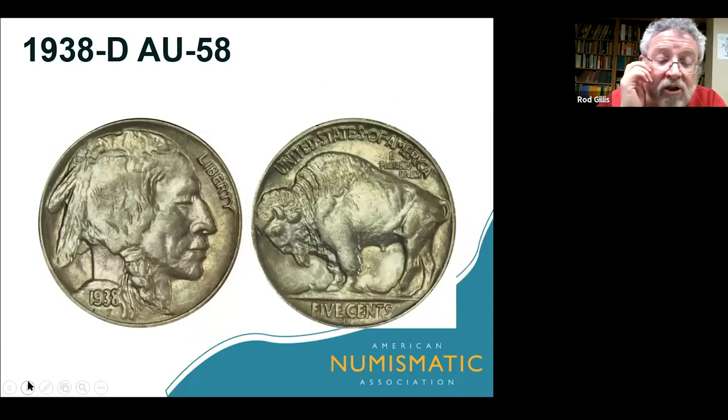Okay. Here's an example of a coin, a Buffalo Nickel, that has just a very slight amount of wear. Where do I look for wear on Buffalo Nickels? Because if you don't know what you're looking for, it would be easy to say this coin is probably mint state. On the obverse, I look here for a change in color. Okay. And on the reverse, I look right here.